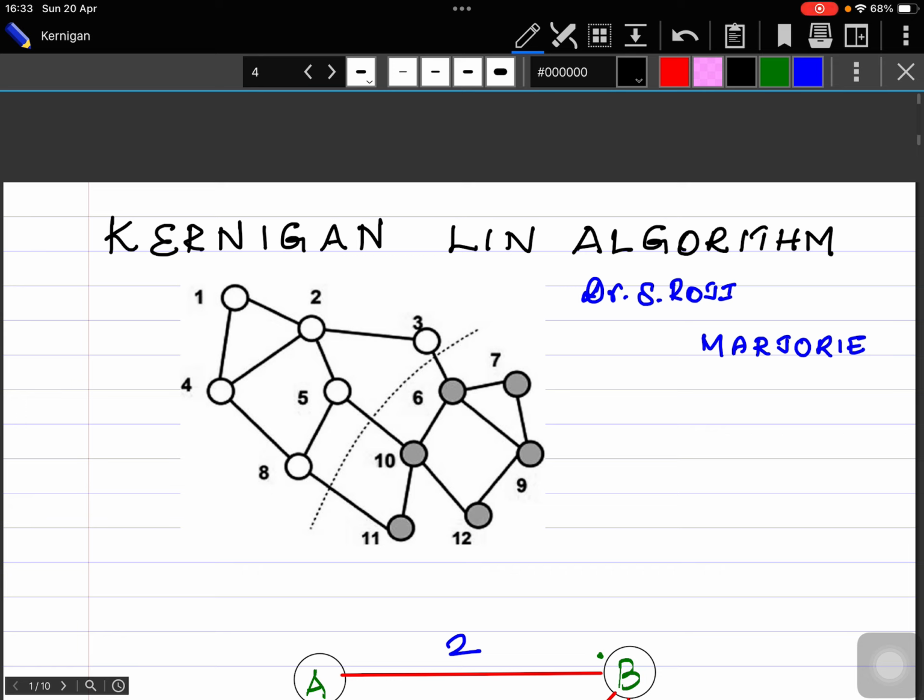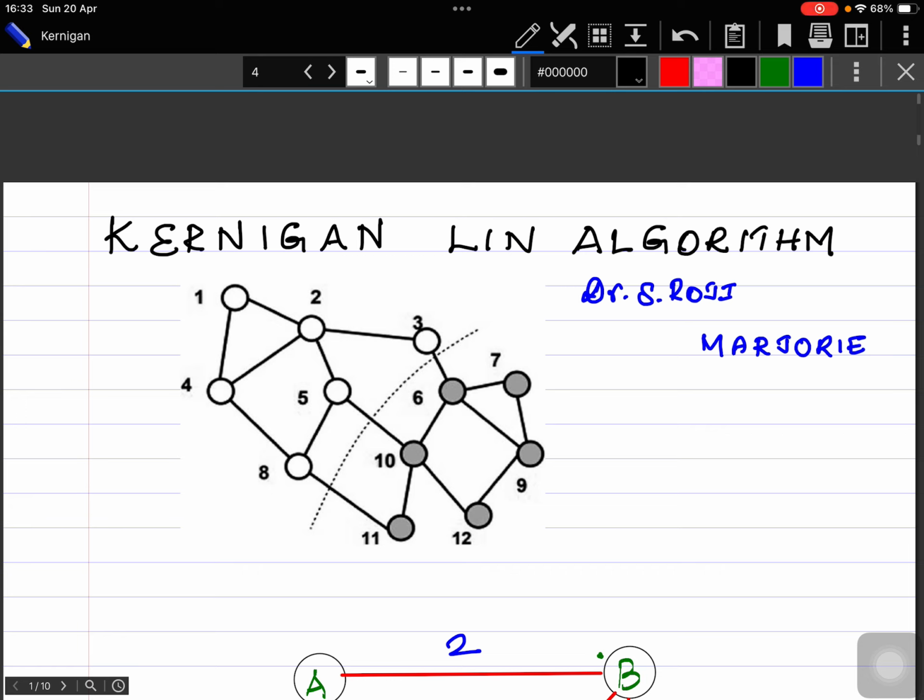This algorithm is mainly used in the partitioning process. I have a VLSI circuit which has millions of transistors, and it is needed to minimize the delay, right? So I want to group this big circuit into different smaller partitions so that I can minimize the delay due to the interconnection between the partitions.